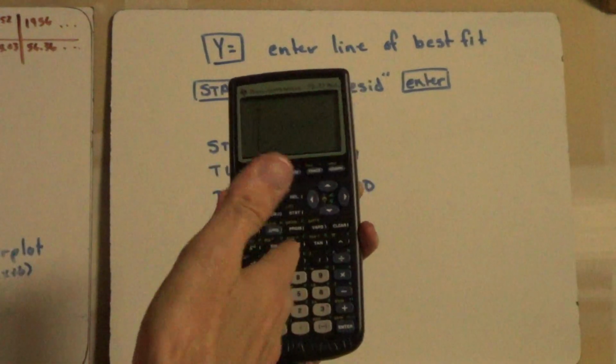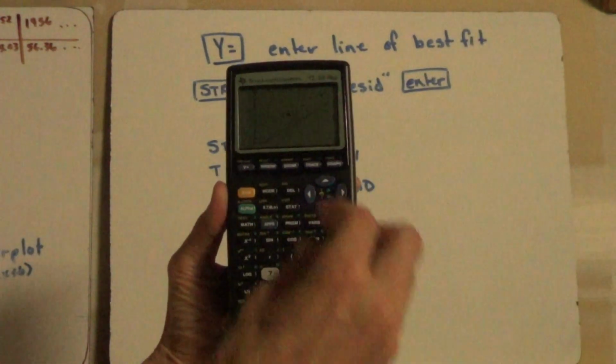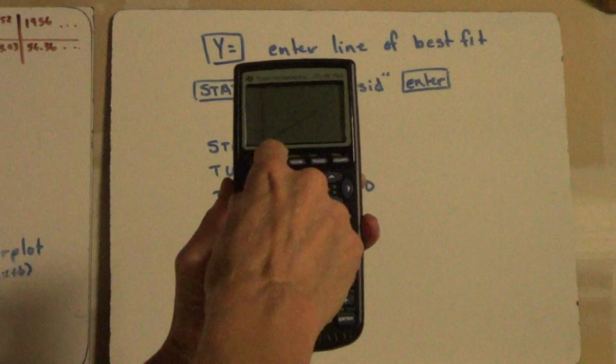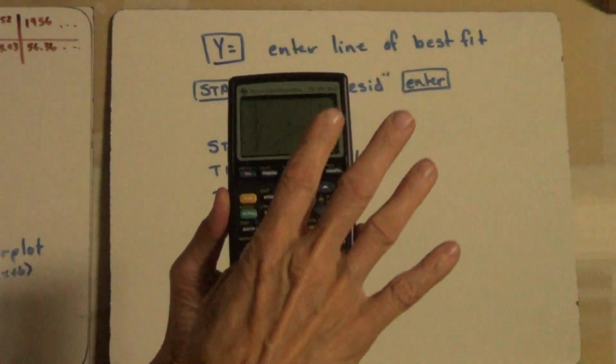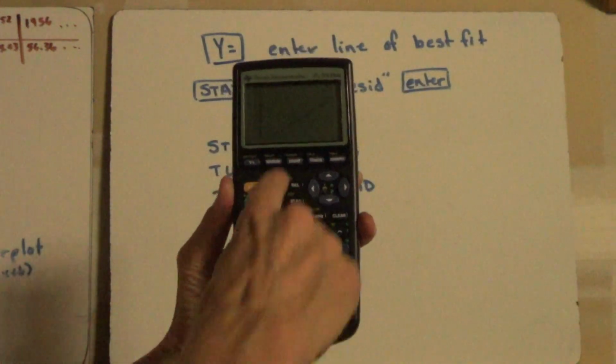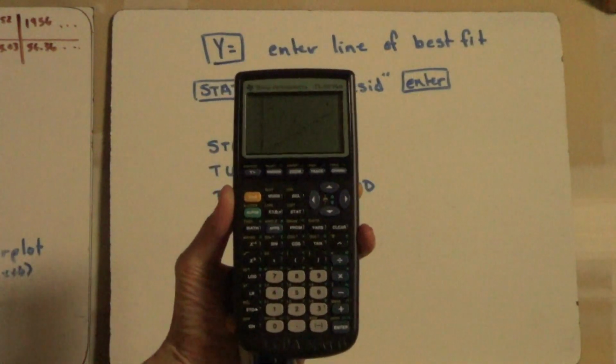Anyway, look at what it tells you on your a and b values. Put them in exactly. Don't round them off. And so now I've entered my line of best fit. It's not going to look pretty here, guys, because it's obvious I'm not fitting well to my data.